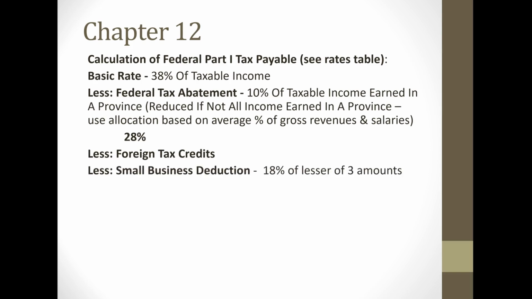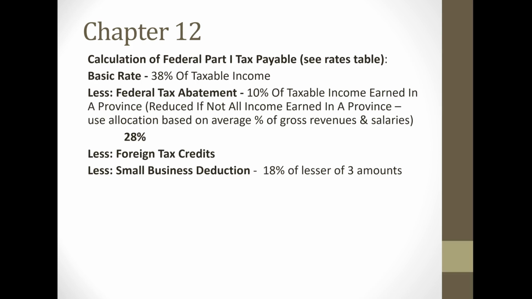Now, there's also a small business deduction. This is only available to CCPCs, Canadian Controlled Private Corporations. Now, the small business deduction is a reduction of 18%. So we were at 28% minus 18%. That's going to bring us down to a corporate tax rate of 10% on income that is eligible for the small business deduction. Now, once again, the small business deduction is only available to CCPCs, Canadian Controlled Private Corporations.